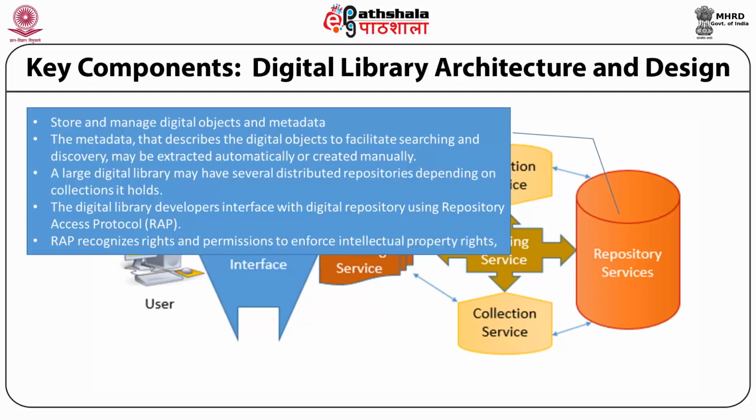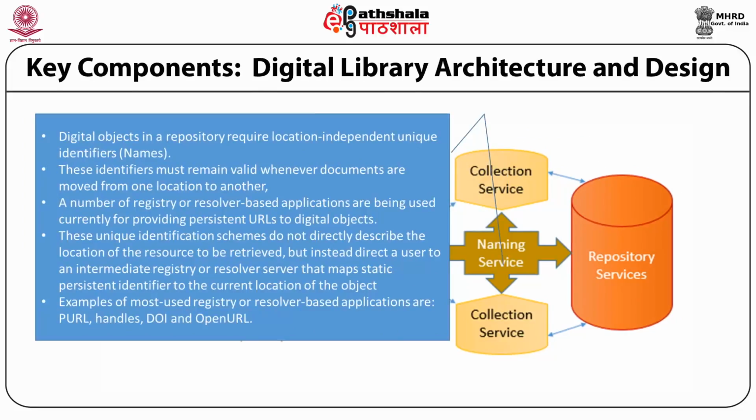The digital library developers interface with the digital library using the repository access protocol, which is known as RAP. This RAP recognizes rights and permissions to enforce intellectual property rights. The naming service basically provides location independent unique identifiers. These identifiers must remain valid whenever the documents are moved from one location to another.